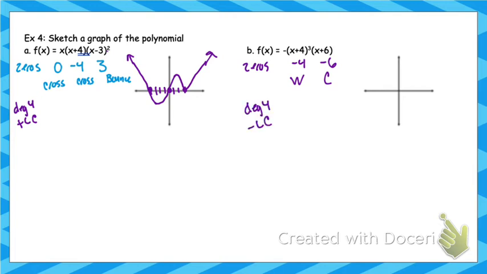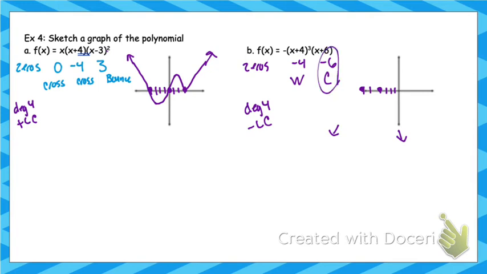Negative leading coefficient. So let's mark those zeros, and there's not a lot of space, so it's going to look kind of hard to graph. Sorry, guys. Okay, let's mark our ends. Negative leading coefficient. Even degree.